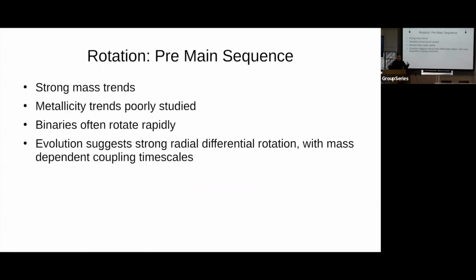So hopefully I've convinced you that on the pre-main sequence, stars have strong mass trends in their rotation rate. We don't actually have a lot of information on the metallicity trends because most of the stars in the solar neighborhood are solar metallicity. But we've noticed in a couple of cases that binaries often rotate more rapidly than single stars, and that evolution suggests that there should be strong radial differential rotation in these stars with a mass-dependent coupling time.